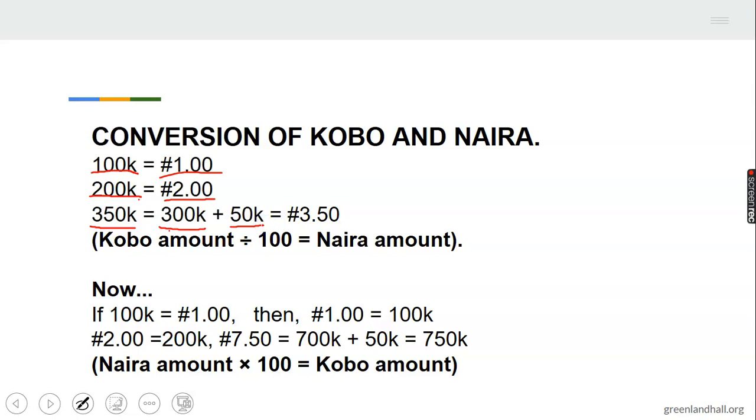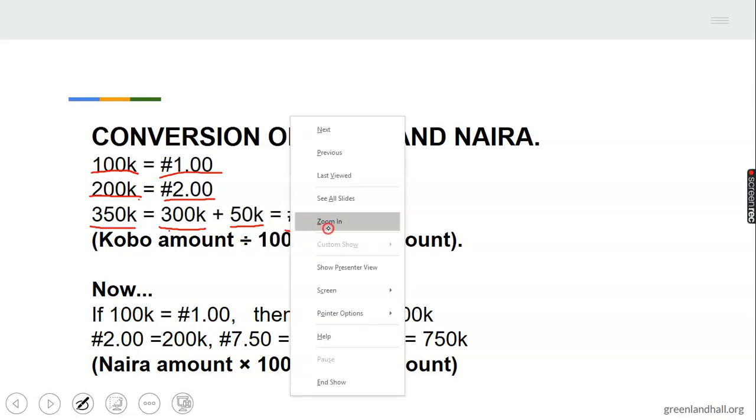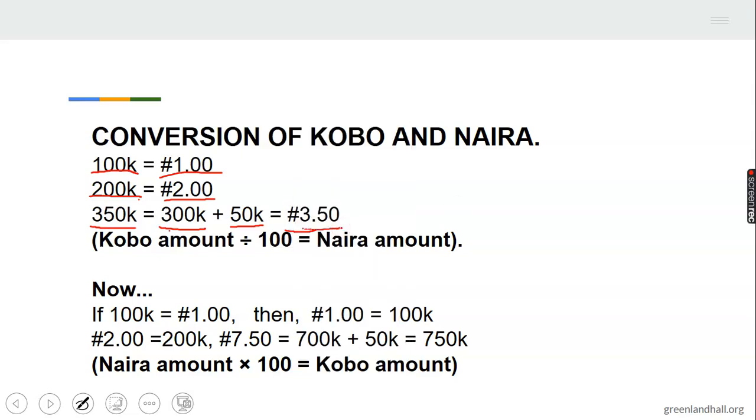Now remember that 100 kobo is 1 naira. 200 kobo is 2 naira. So 300 kobo will be 3 naira. And then the 50 kobo, because it's not up to 100 kobo, it's 100 kobo that gives us 1 naira. And this 50 kobo is not up to 100, so it can never be 1 naira. So we have our 300 kobo, which is 3 naira, and then the 50 still remains kobo. So we have 3 naira, 50 kobo.